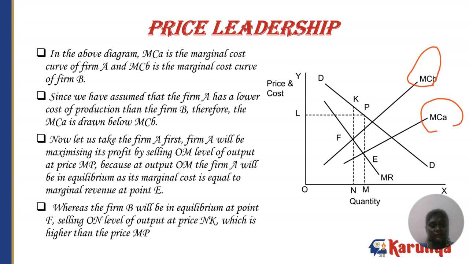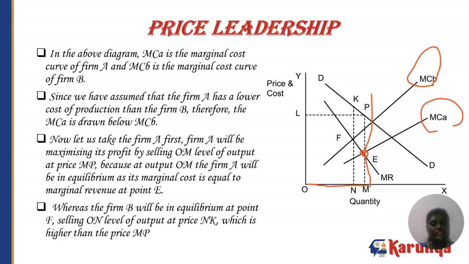Now let us take firm A first. A will maximize its profit by selling OM level of output at the price of MP. As you can see here, at the OM level, the price is MP. Because the output is OM, firm A will be in equilibrium, as its marginal cost is equal to its marginal revenue at the point E. This is your point E.